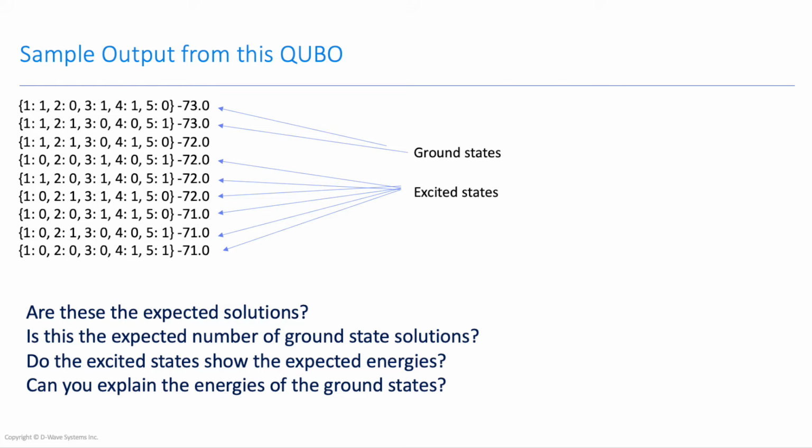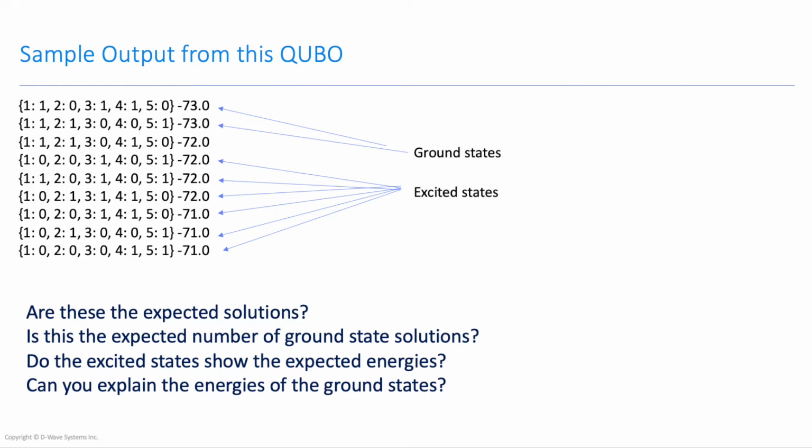Is that 3 numbers that add up to 8? Yes, it is. Is it exactly 3 numbers? Yes, it is. Notice on the second line, 1 and 2 are turned on, and so is 5. And that's 8 also. And notice then that there have been 2 solutions. The ground states have energy minus 73.